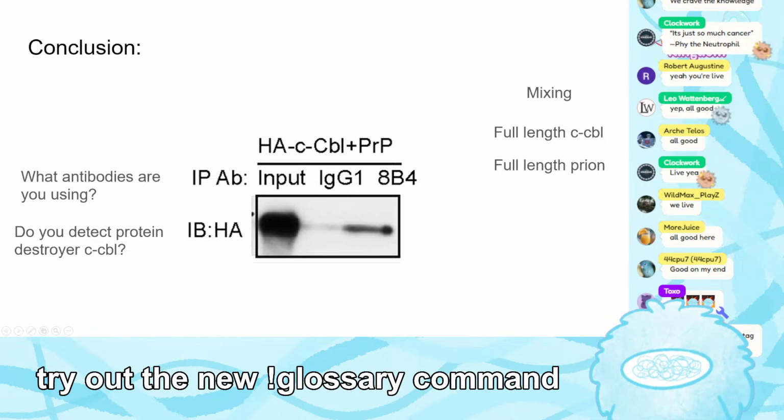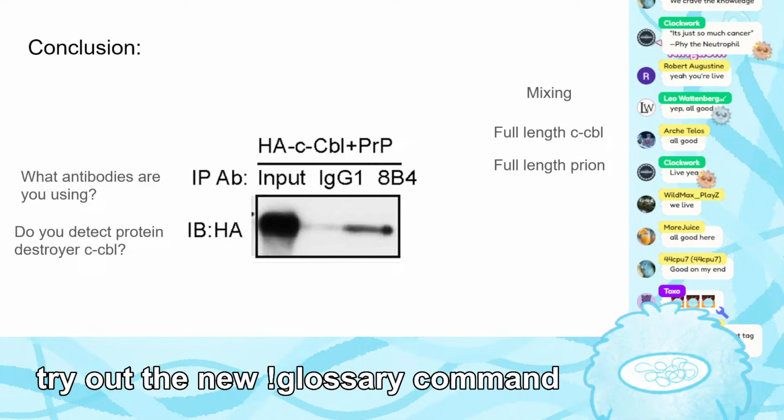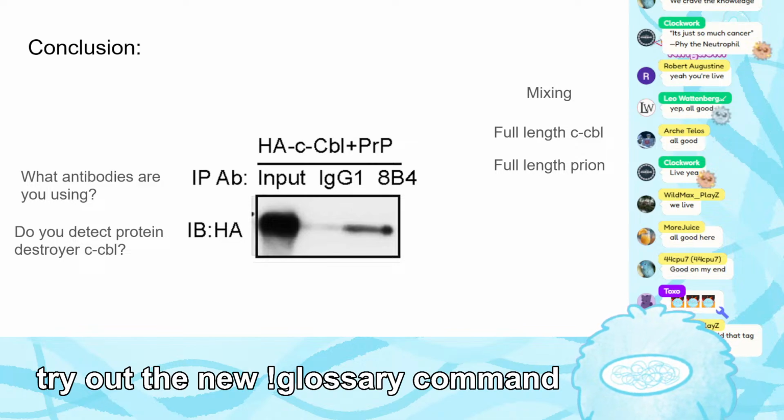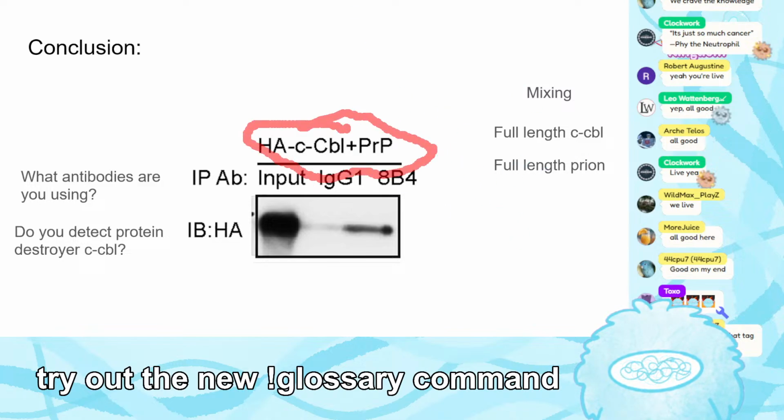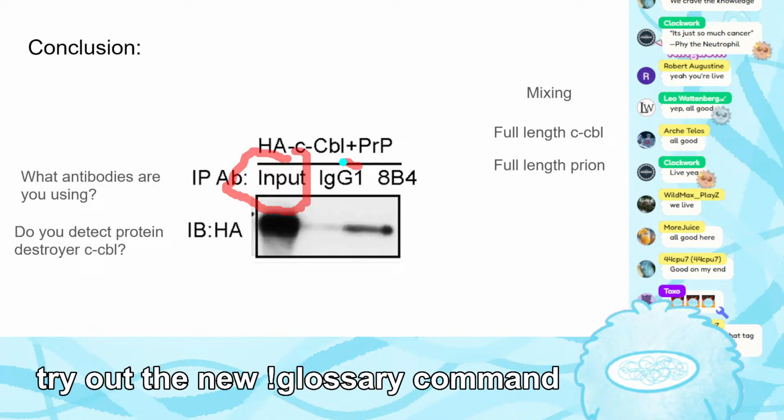Okay, so here is where you are going to participate, chat, because this is the part where you will use my guide on co-IPs to try to tell me what the conclusion of these blots are. So we are purifying the full-length CBL protein. That's this guy up here. And we're mixing it with the full-length prion protein. So that's what went into this Western blot. And then here are your fishing rods. This is the CBL fishing rod. For some reason they call it input. Here we have the control fishing rod, and then here we have the prion fishing rod.